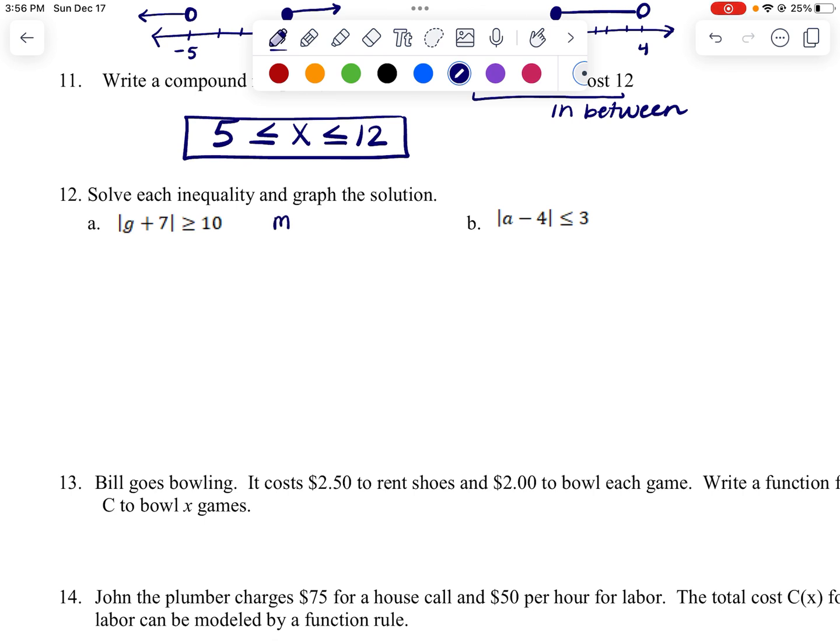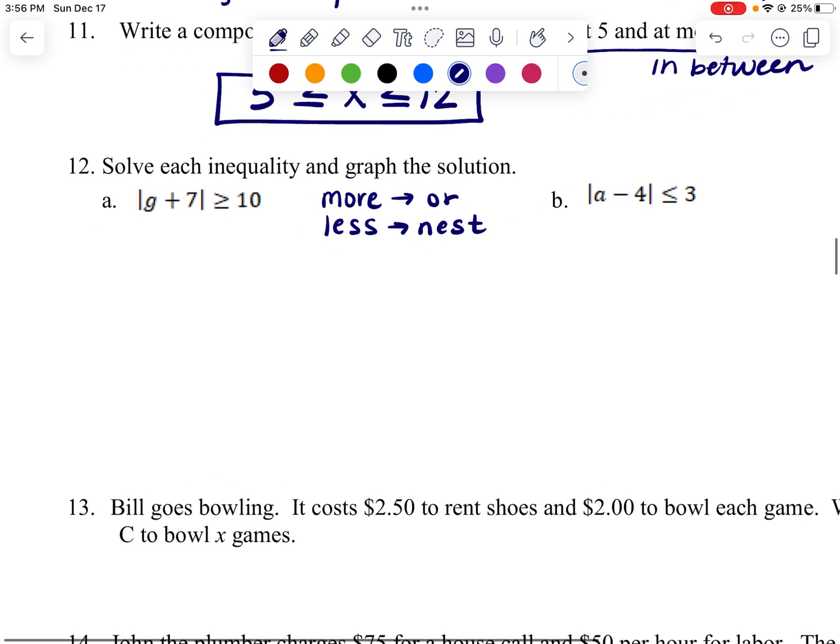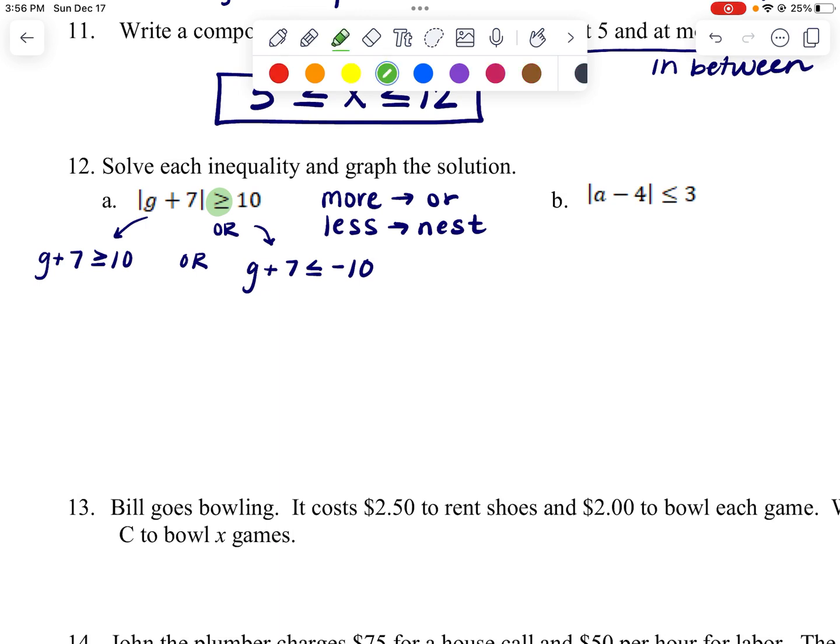Number 12, remember this is pretty recent. We do more means or, less nest. We're going to get 2 different answers, 2 different number answers depending on how it looks. So if I do this first one, this is a greater than sign. So we're going to make an or statement. And remember, you keep the first one, g plus 7 is greater than or equal to 10. Or, and you make the other one negative, so g plus 7, and you flip the sign. So it's less than or equal to -10.